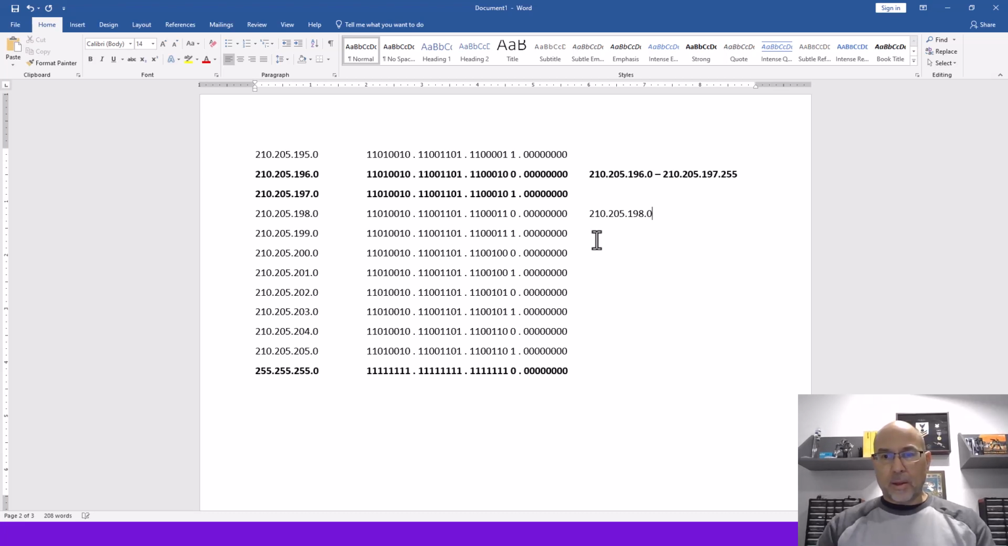Dot 0 to 210.205.199.255. Okay, so now I take a look at 200 and 201. This is the example that we did previously. We know that these already match, so I could match those two binary patterns, right? And the range here is 200 to 201. And the same thing goes here.